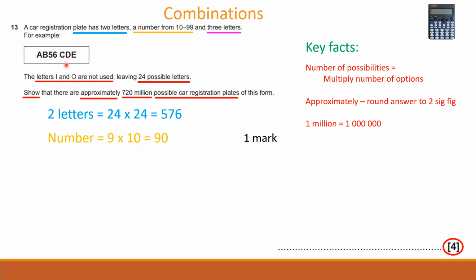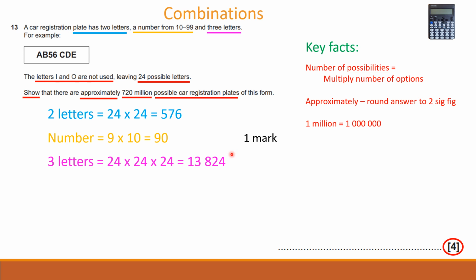We then need to look at the letters next. So for each possible value for the letters, I have got 24 for the C, 24 for the D, and 24 for the E. So I just need to multiply these together for my 3 letters, 24 times 24 times 24, which is 13,824.